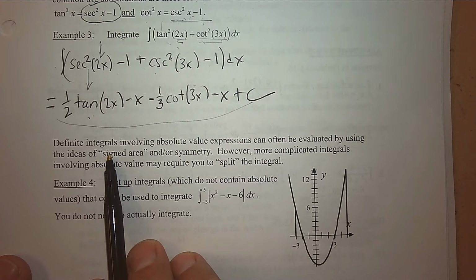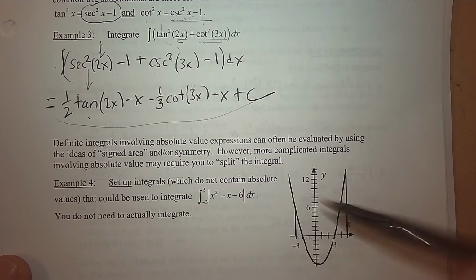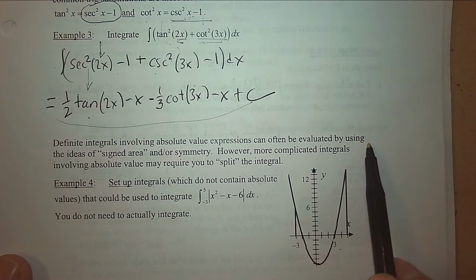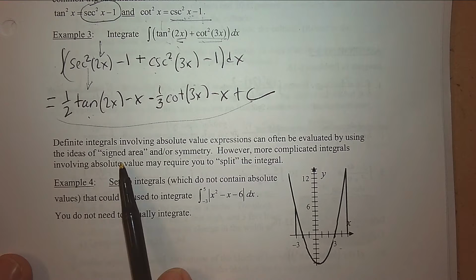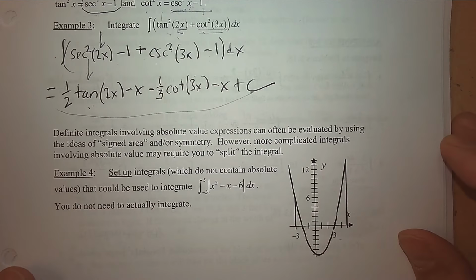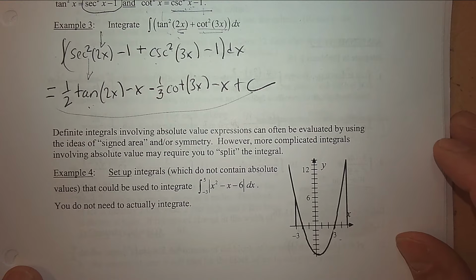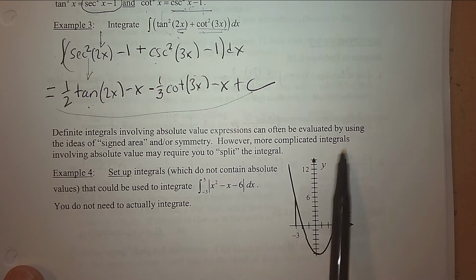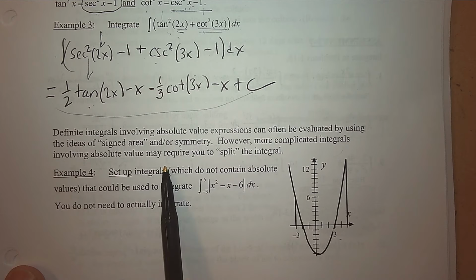Definite integrals means that we have bounds. Integrals involving absolute value expressions can often be evaluated by using the idea of signed area or symmetry. Often when you see absolute value in something, it's really good to graph it, to be able to see it graphically rather than try to do it algebraically. However, more complicated integrals involving absolute value may require you to split the integral and do it that way.